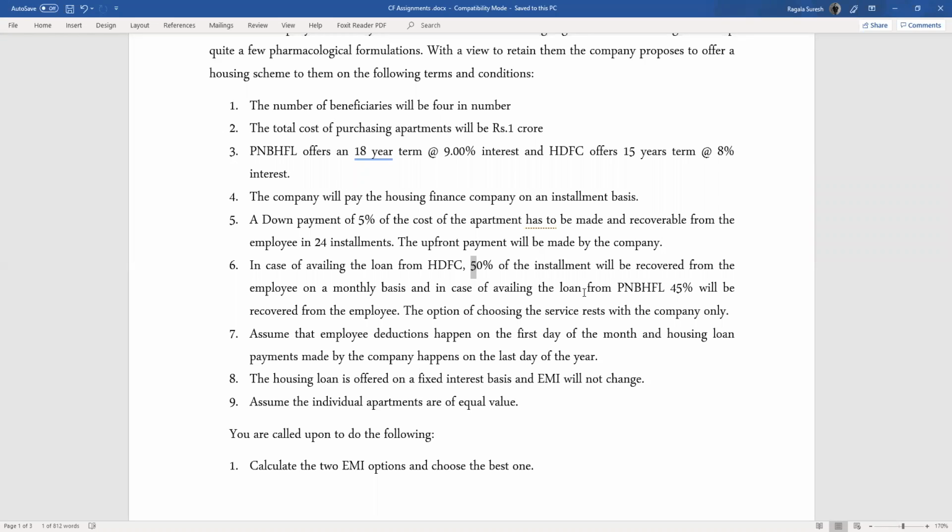So we should not change the principal amount. We should not halve the principal amount, or multiply it by 0.55. Whatever the actual installment amount is, we apply the factor: for HDFC 0.5, for PNB 0.55.